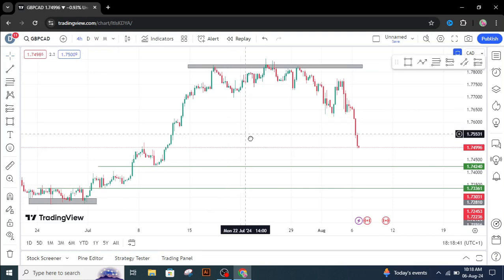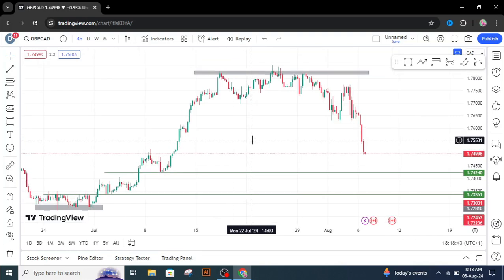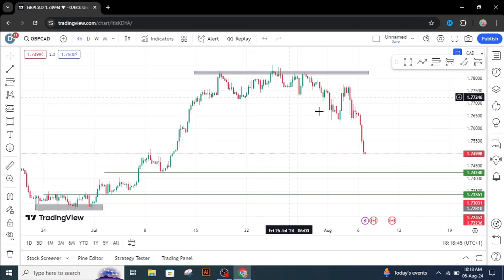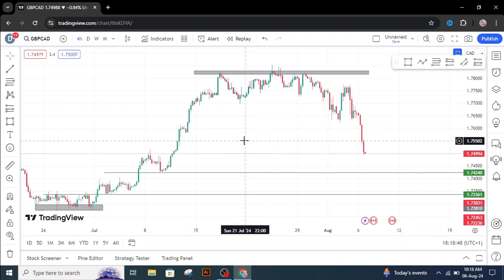So basically, you want to consider what crude oil is doing when you are analyzing any CAD pairs. You want to consider that, because crude oil does have a significant effect on the Canadian dollar.